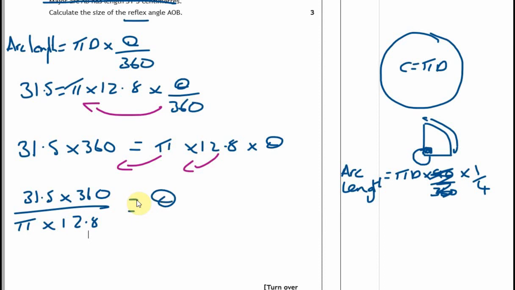And that gives us theta, so that should just go straight into the calculator. Yep, that gives me 282, and just don't forget units, which is degrees. So for marks on this one, you get a mark for your equation, a mark for rearranging, and then a mark for finishing. Yeah, that comes up all the time.